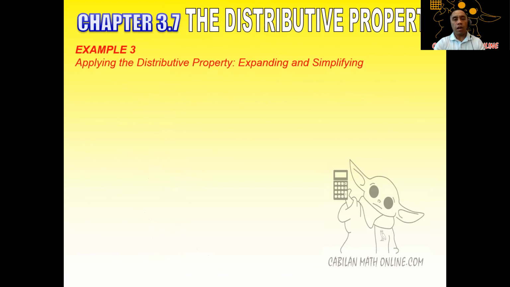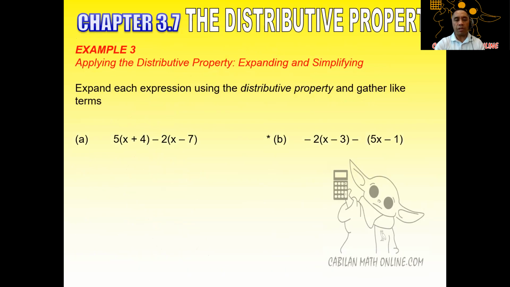All right, so what we're going to do now is see what happens when we have to both expand and simplify. So what we are going to revisit in these examples is that after we distribute the numbers or the term to the terms inside the brackets, we then need to gather the like terms simply by grouping.